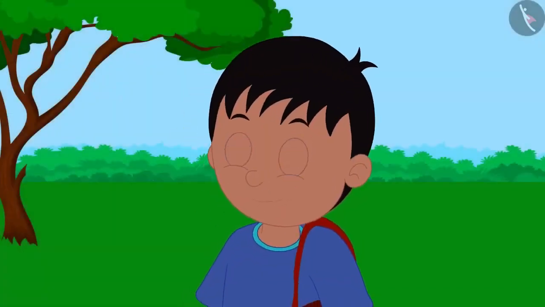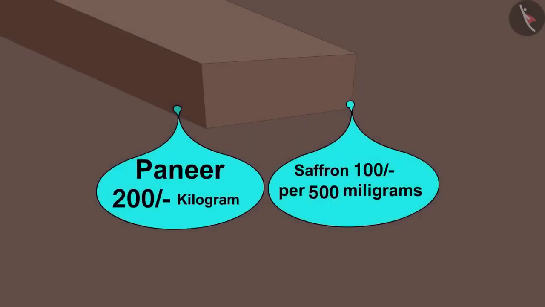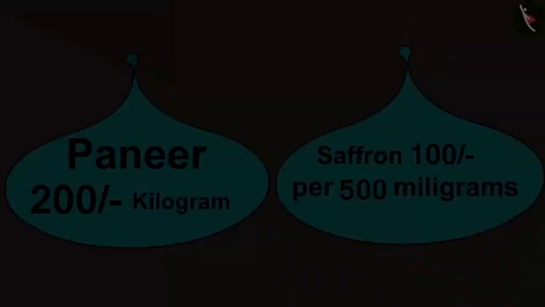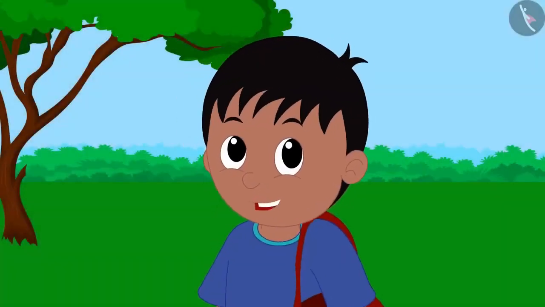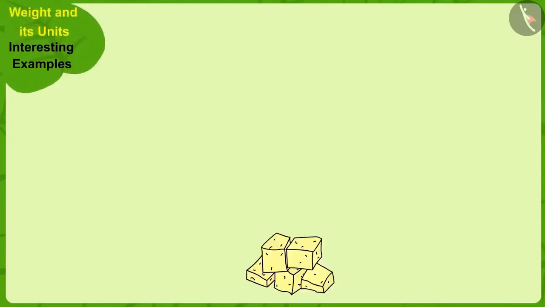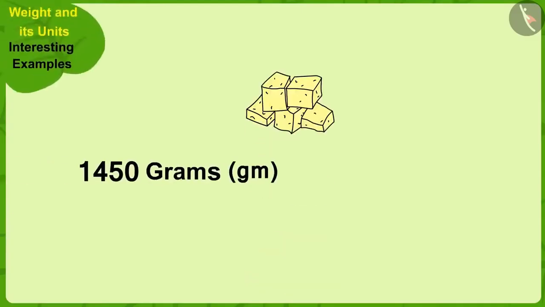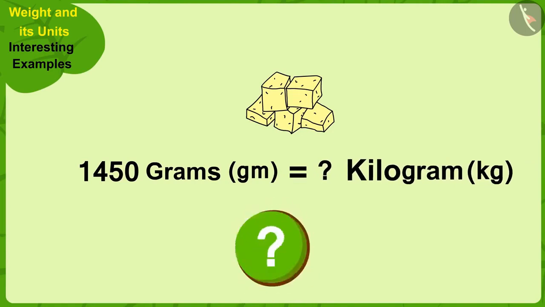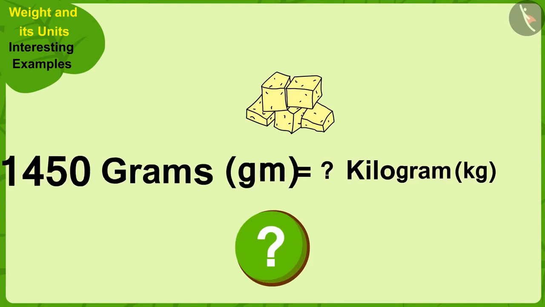Now Raju read on the board on Appu's shop, Paneer 200 rupees kilogram. Oh no! Mother had asked me to bring 1450 grams of paneer. How many kilograms would that be? Children, can you tell how many kilograms will be equal to 1450 grams?